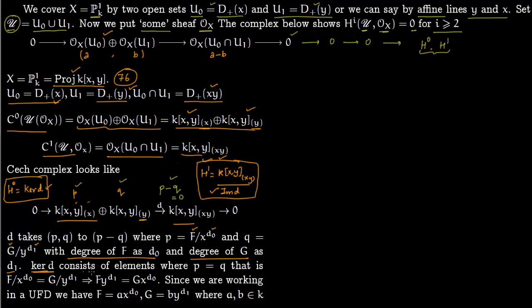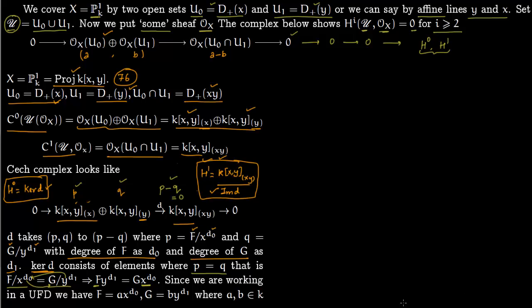So we have to have the kernel consist of elements where P is equal to Q. That is f by x^d0 is equal to g by y^d1. Now cross multiply, take y here and take x right here. So f y^d1 is equal to g x^d0. Now since we are working in a unique factorization domain, you can see that x^d0 should divide f.